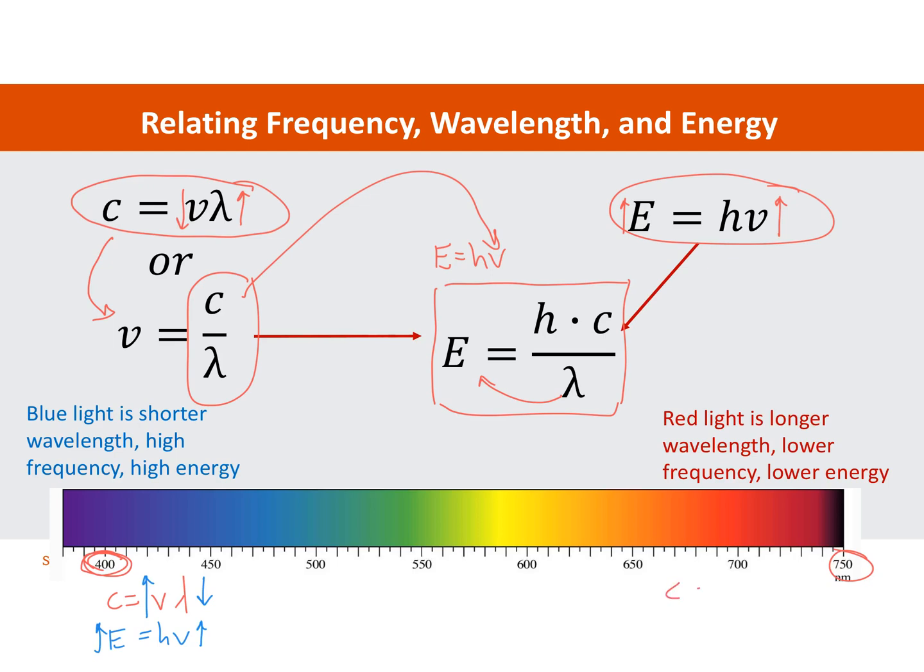Red light over here: the speed of light equals frequency times wavelength, and energy equals Planck's constant times frequency. So red light has a longer wavelength. Longer wavelength means a lower frequency, and lower frequency means lower energy. So we should be comfortable with that region and comparing different regions of the electromagnetic spectrum relative to their wavelength, frequency, and energy, just thinking about basic relationships like that.